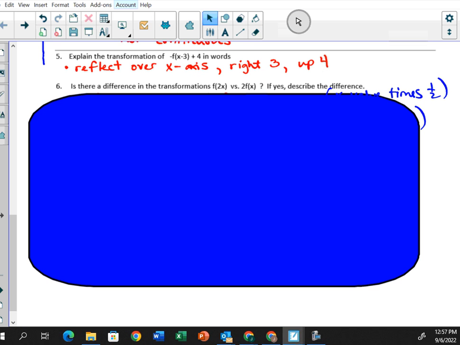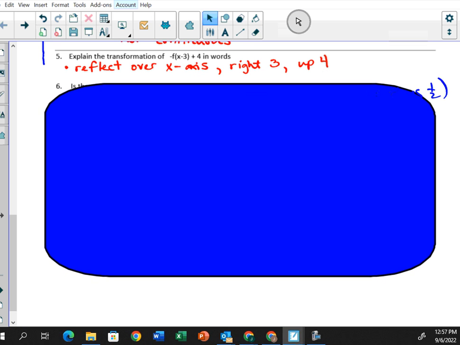My numbering is going to be a little off from yours now, but so this one, the negative f of x minus 3 plus 4, that's a reflection across the x-axis, and you're shifting to the right 3 and up 4. Could you do the up 4 first? Yep, that won't matter. The up 4, if you did that first, would throw it off, though.